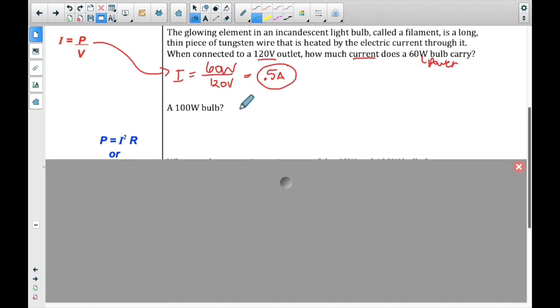Okay, similar situation for what about if it's a 100-watt bulb? Well, you're going to do the same thing, but this time we have 100 watts of power and 120 volts of potential difference. And if I divide those out, I get 0.83 amps. So the higher the wattage power, the more current you're going to have.